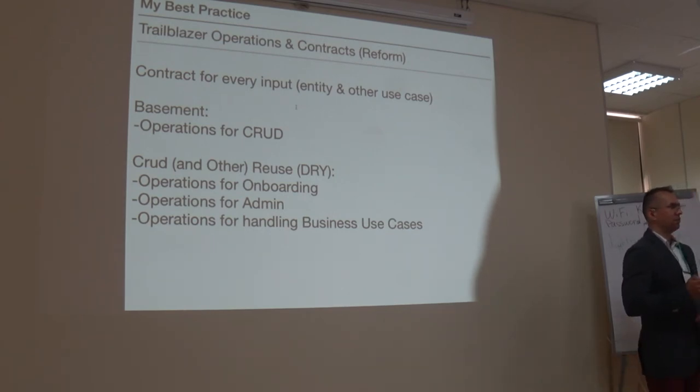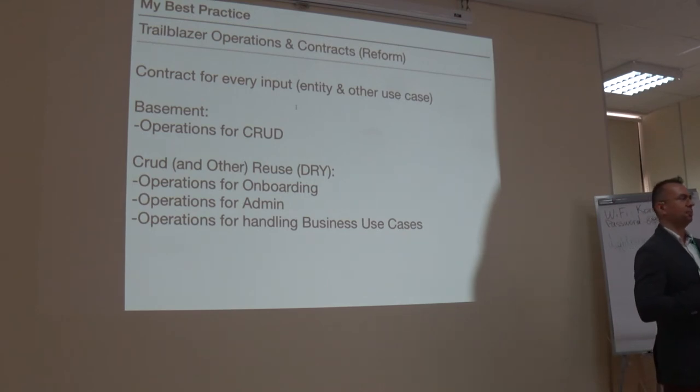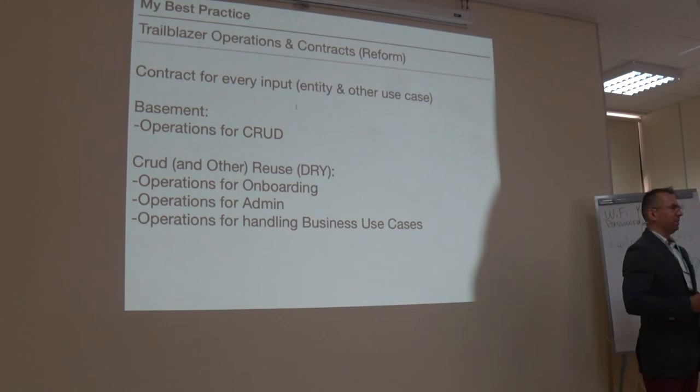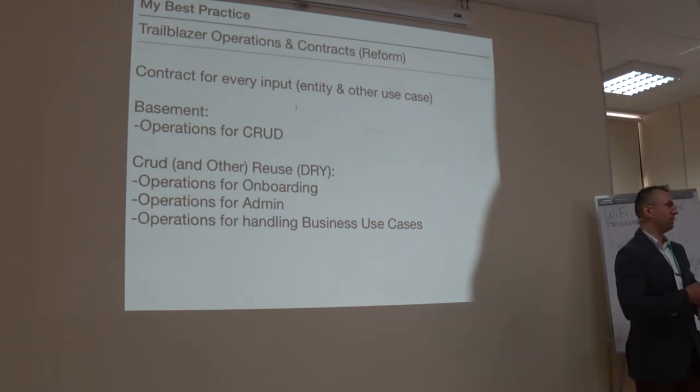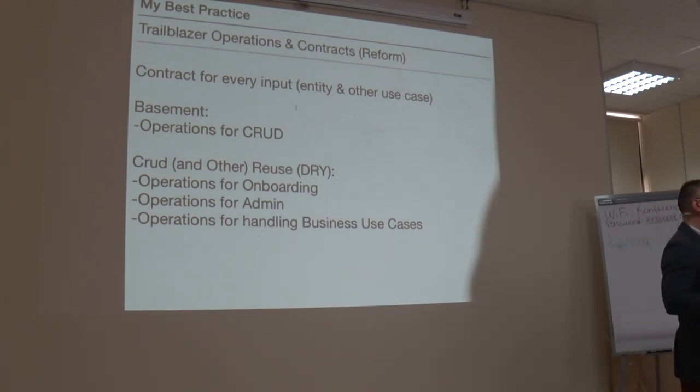And Trailblazer is flexible enough to let us inject parameters into the operations from the outside, meaning that if any entity has different validation rules, then those validation rules are injected from the outside in the form of Reform contracts. And that's how I'm reusing the basic four CRUD operations. And I'm reusing those CRUD operations in an admin operation, or onboarding or registration operation, or any other operation which is handling other business use cases.